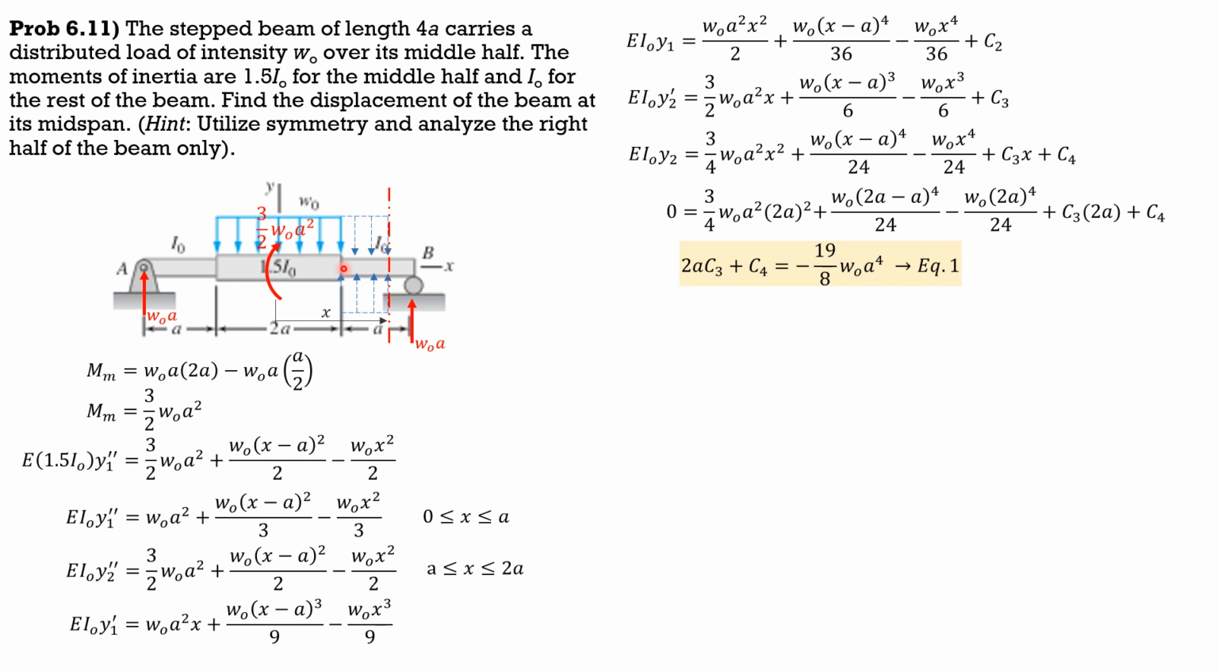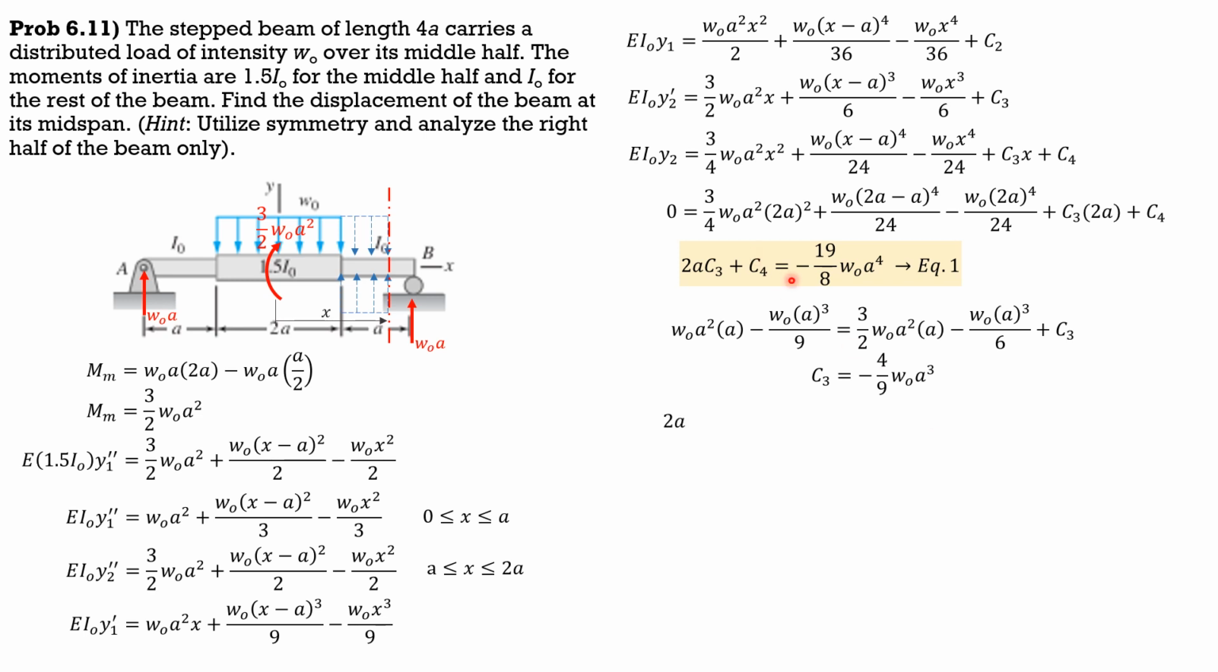Then at this point, when x is a, the slope and the deflection is common for this segment and for that segment. So let's begin with slope first. Here, when x is a, w0 a squared times a minus w0 a cubed over 9, this is 0, equals this equation here, the 3 halves w0 a squared times a, this is 0, minus w0 a cubed over 6 plus C sub 3. So we can solve C sub 3. These are all like terms. So C sub 3 is equal to negative 4 over 9 w0 a cubed.